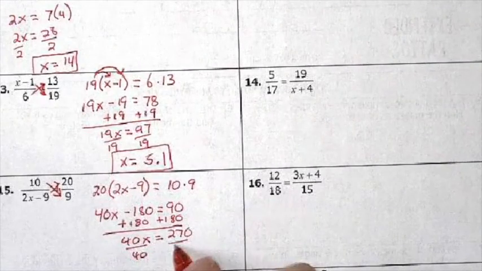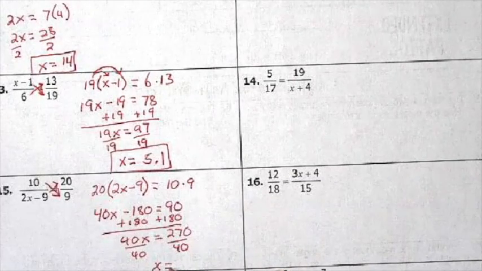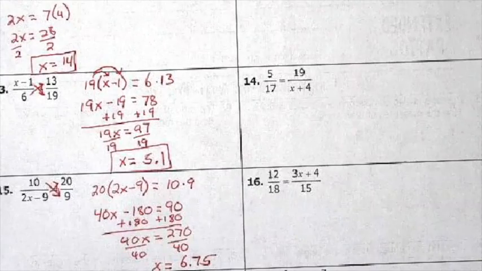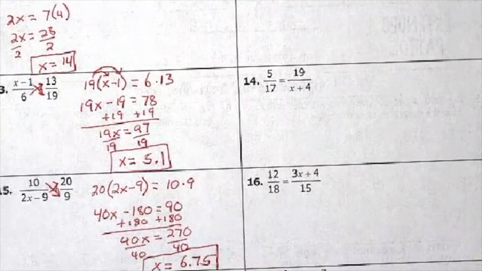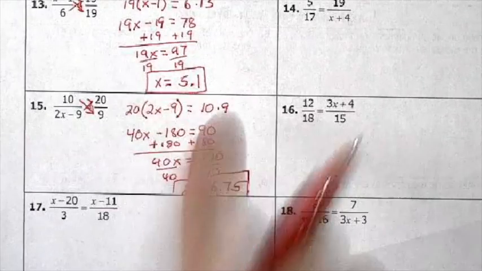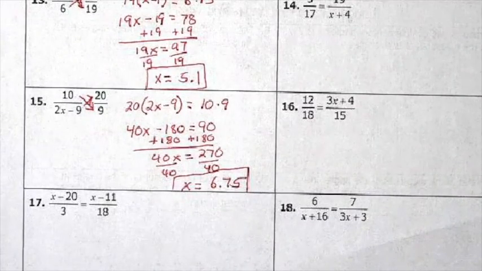And my last step is just to divide by 40, and I'll have x equals 6.75. And that's your final answer. That should be the same answer that you got if you plug that first line into nsolve on the calculator.